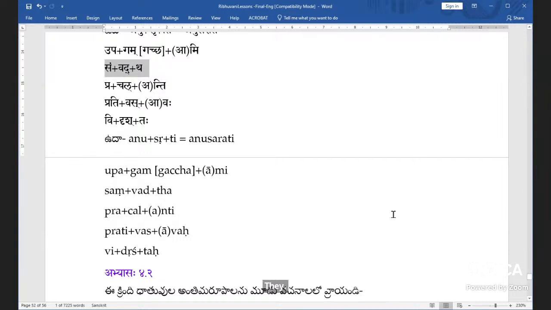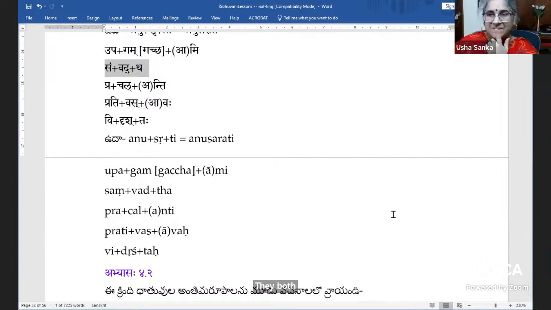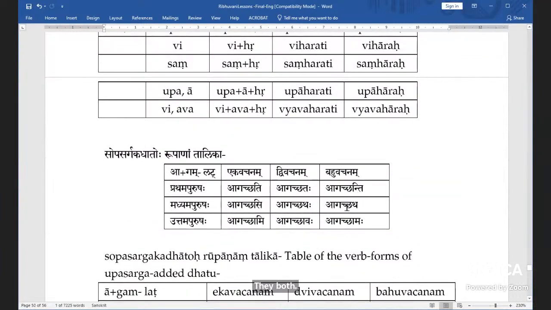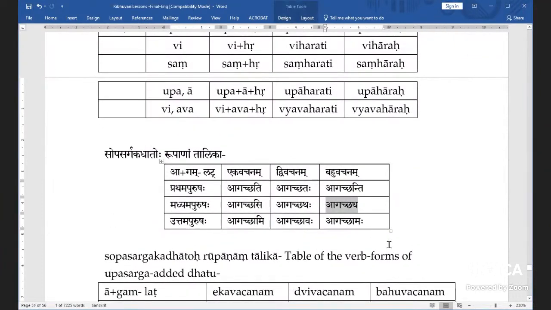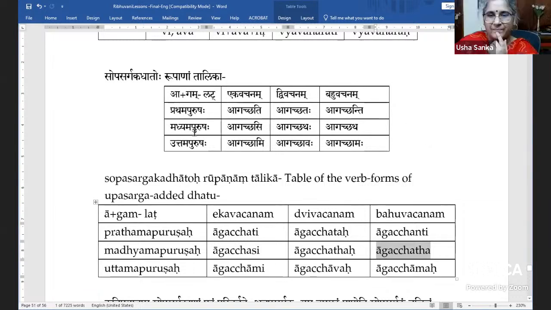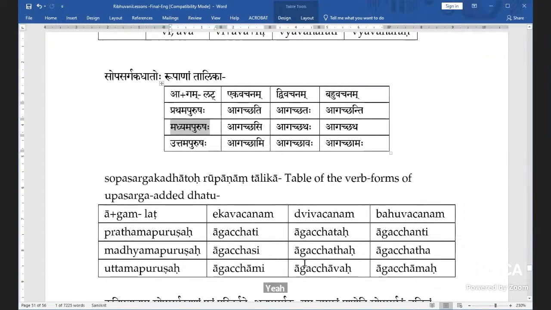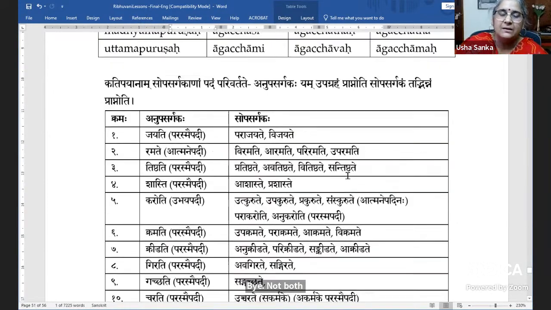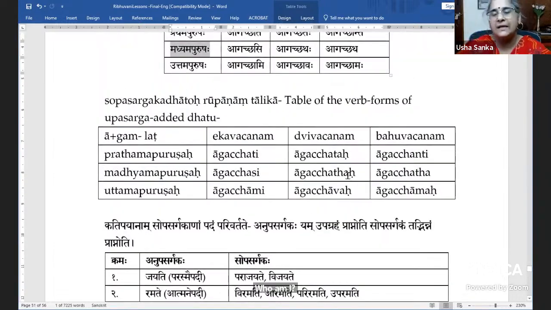Not they both. You can look at the table. Madhyama Purusha. You both are conversing. Not both, you are many. Correct. You many, it is Bahuvachanam, right? So you many. So this is what I requested for.